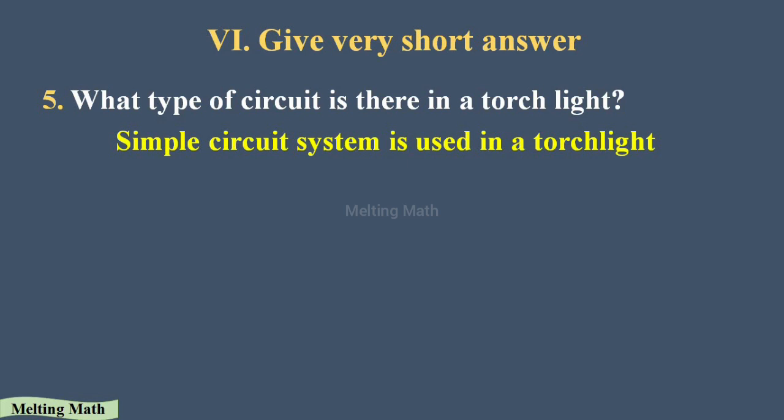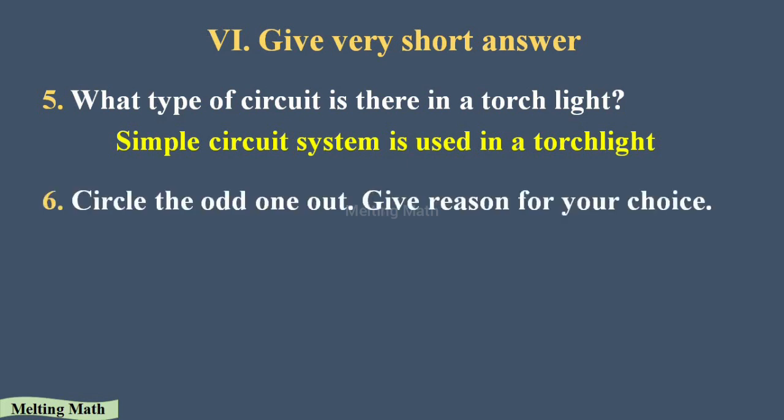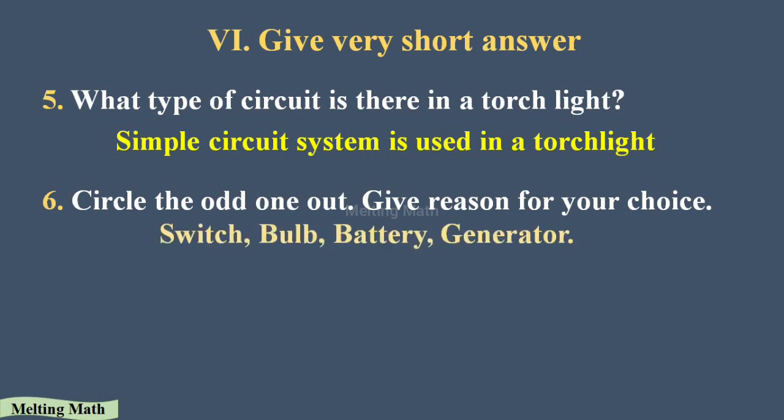Next, the sixth one. Circle the odd one out. Give reason for your choice. Here they gave four options and we have to find the one odd one. Switch, bulb, battery, generator. What is the odd one here? Definitely the generator is the odd one, because the switch, bulb and battery come under the electrical circuit, and the generator is a separate one. So we have to pick the generator.